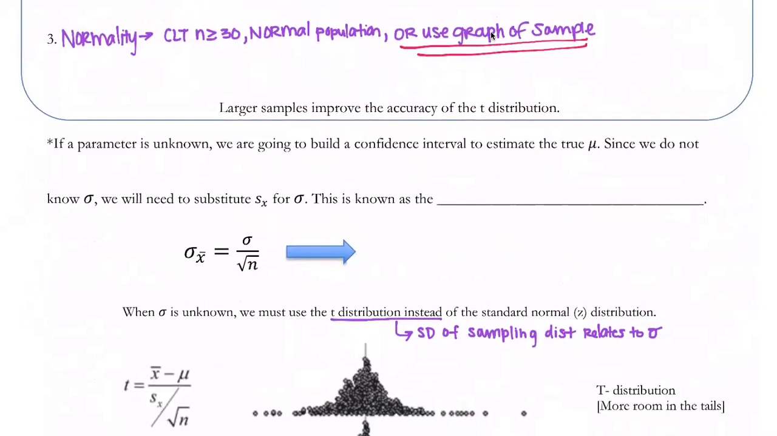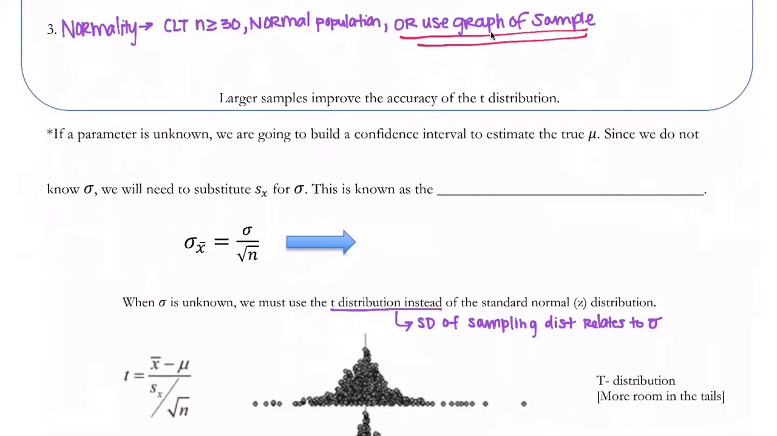Very similarly to proportions, if a parameter is unknown, we're going to be building a confidence interval. Since we don't know population standard deviation, we're going to have to substitute in our sample standard deviation. This is called the standard error.